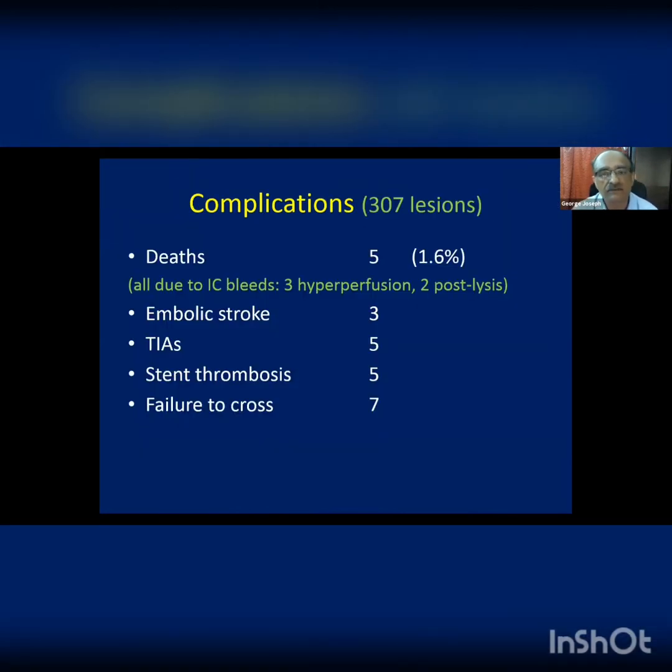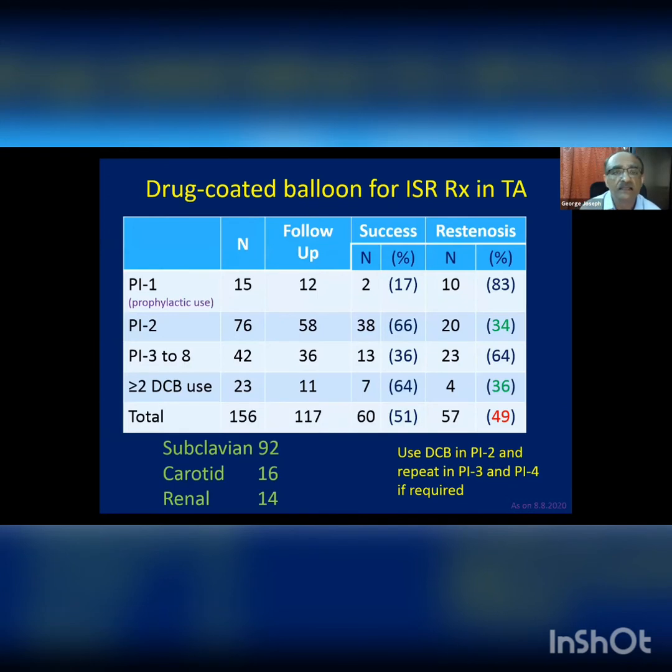And we do have complications. We had 5 deaths, and all of these were due to intracranial bleeds. 3 were due to hyperperfusion, and 2 were after lysis for an occluded stent elsewhere. We had 3 embolic strokes, 5 TIAs, 5 stent thromboses, and 7 cases where we failed to cross the lesion.